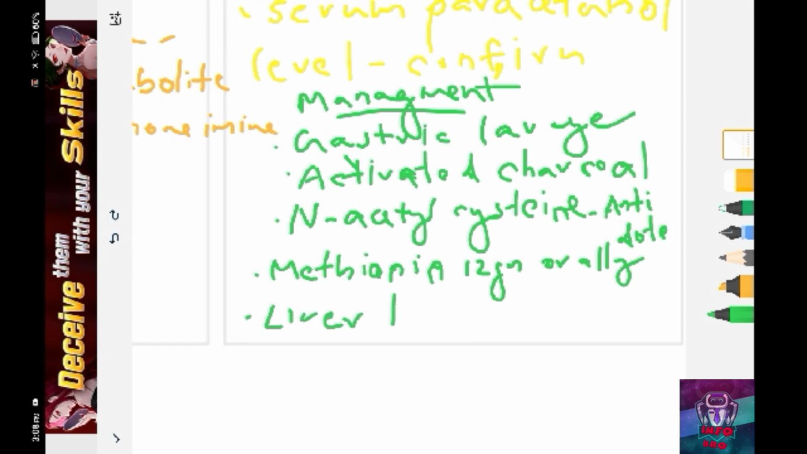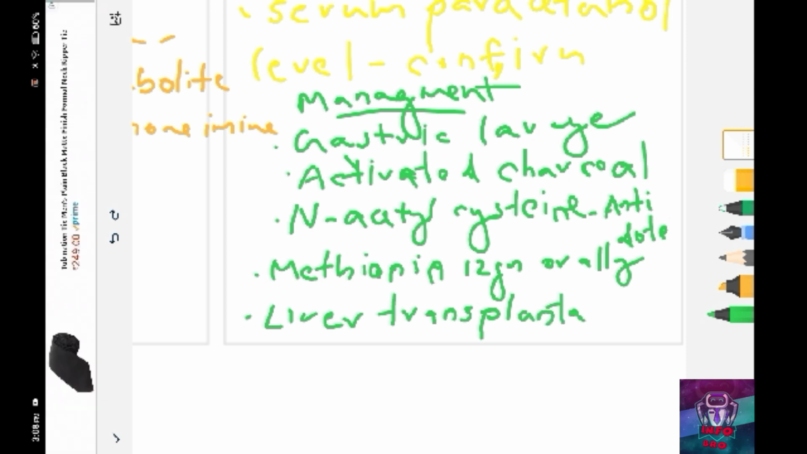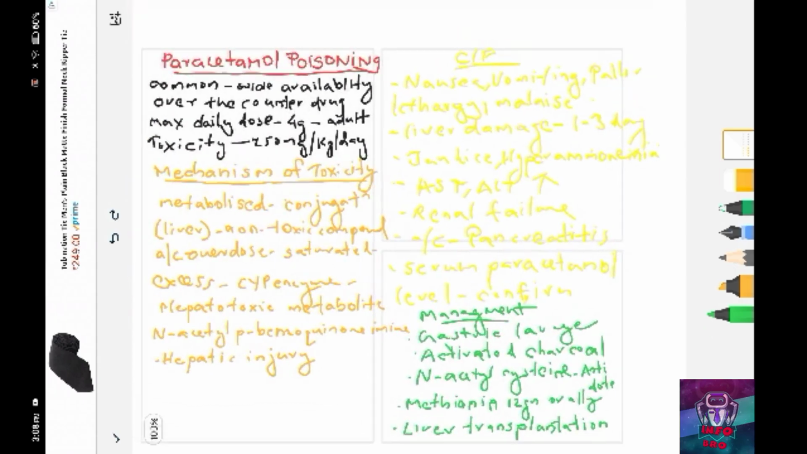And the last one is liver transplantation. It is to be done in patients who develop acute liver failure. So liver transplantation is the last one, and you can take a screenshot here.